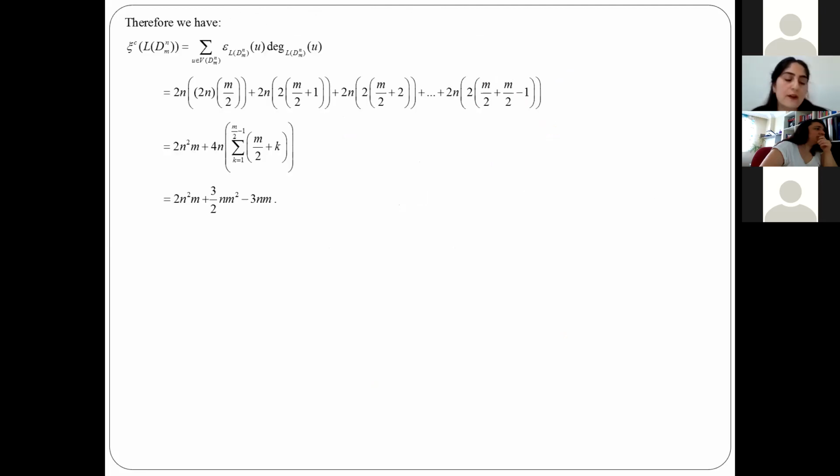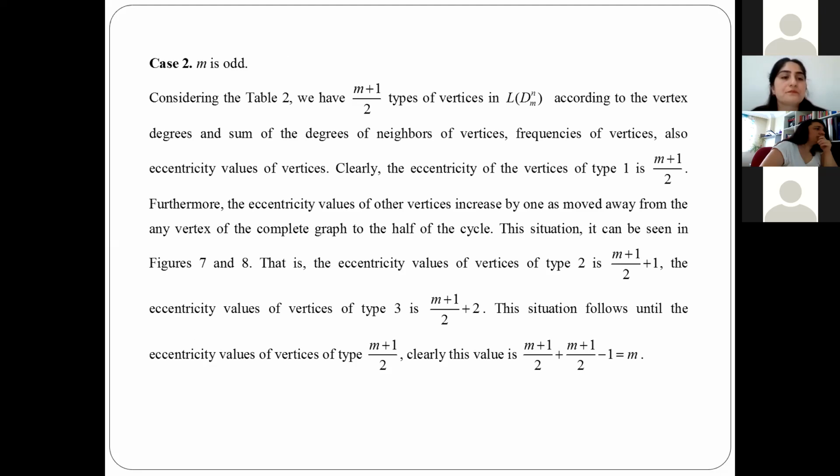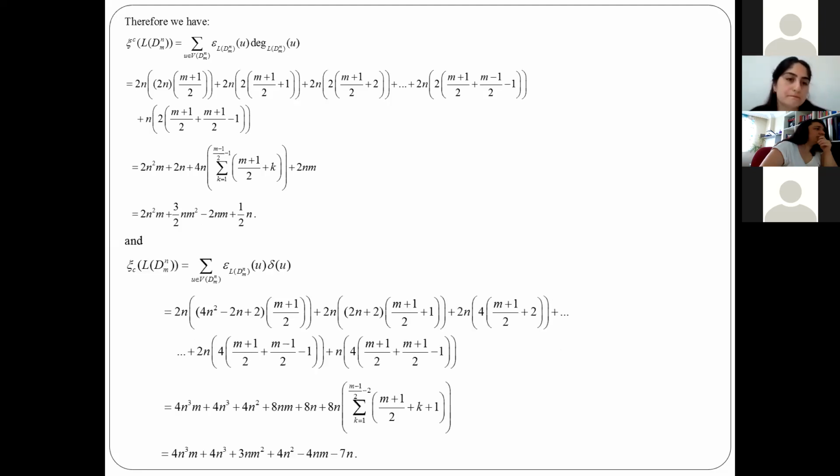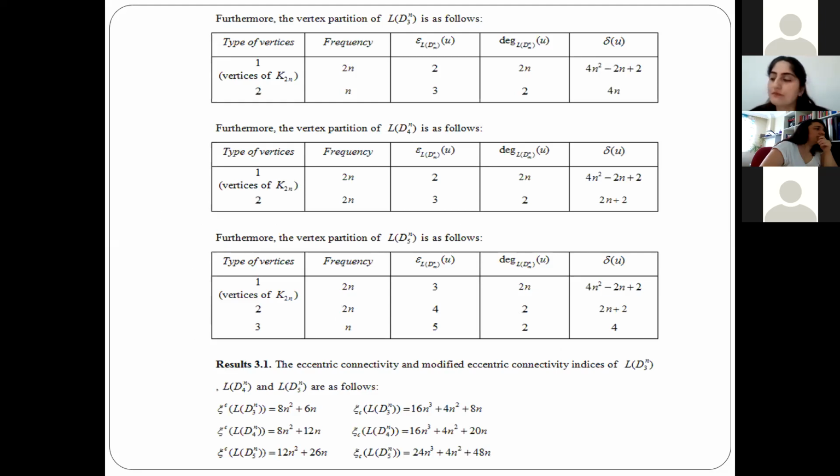If we write these values in the formulas of the eccentric connectivity and modified eccentric connectivity indices, we obtain the following result. In case 2, similarly, when m is odd, it can be obtained as follows. In the main theorems, we consider m greater than or equal to 6. The following tables show the vertex partition of line graphs for m equal to 3, 4, and 5.